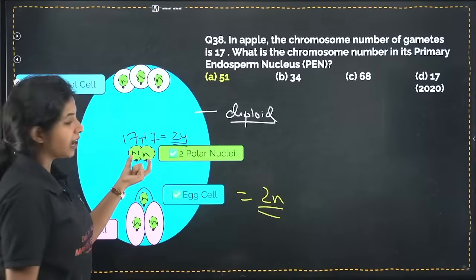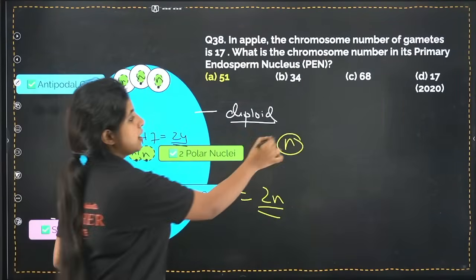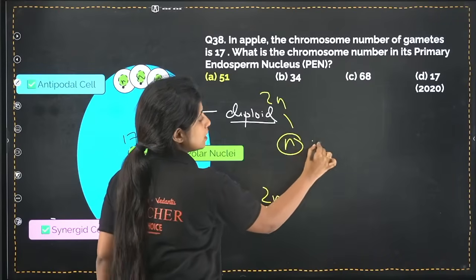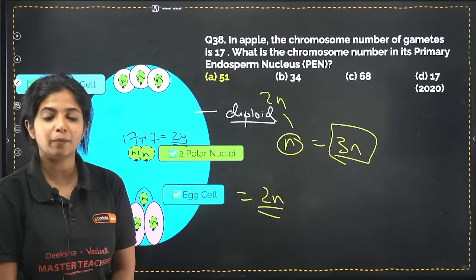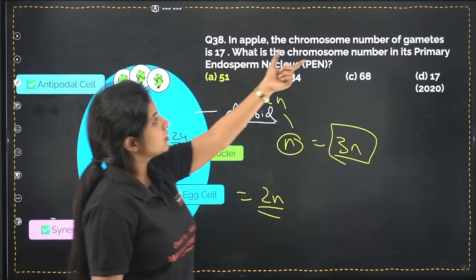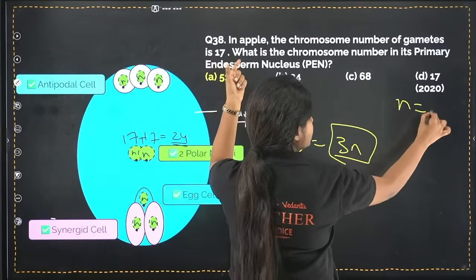What about this one over here? A haploid gamete comes in. This is already diploid in nature. Haploid plus diploid, that means 2n plus n is equal to what? Triploid primary endosperm nucleus. So you have been given the number of chromosomes in the gamete, which is 17. That means haploid is 17.